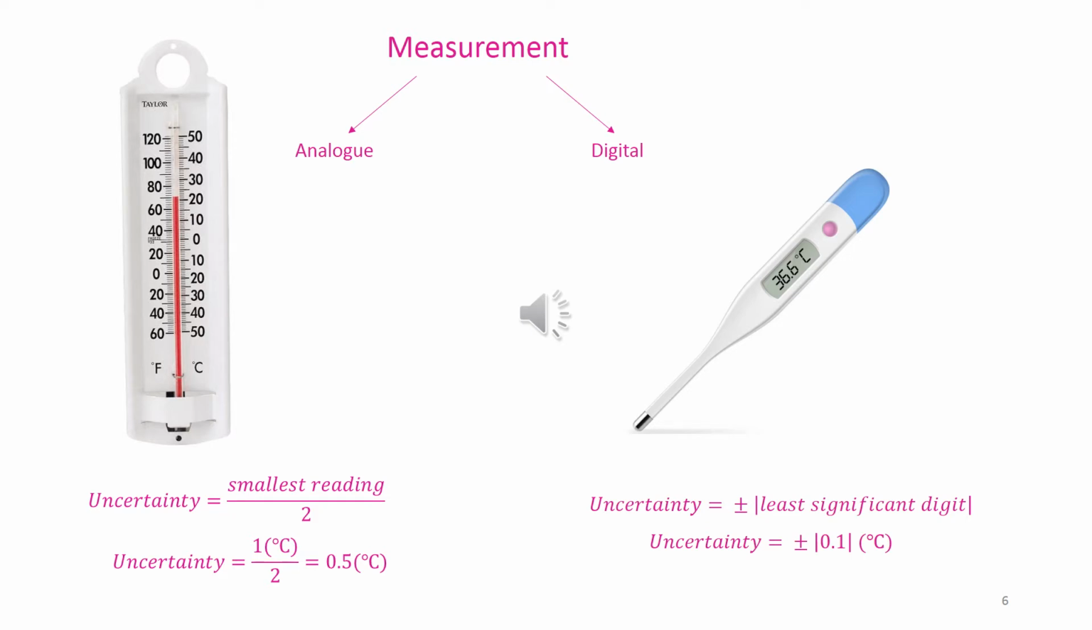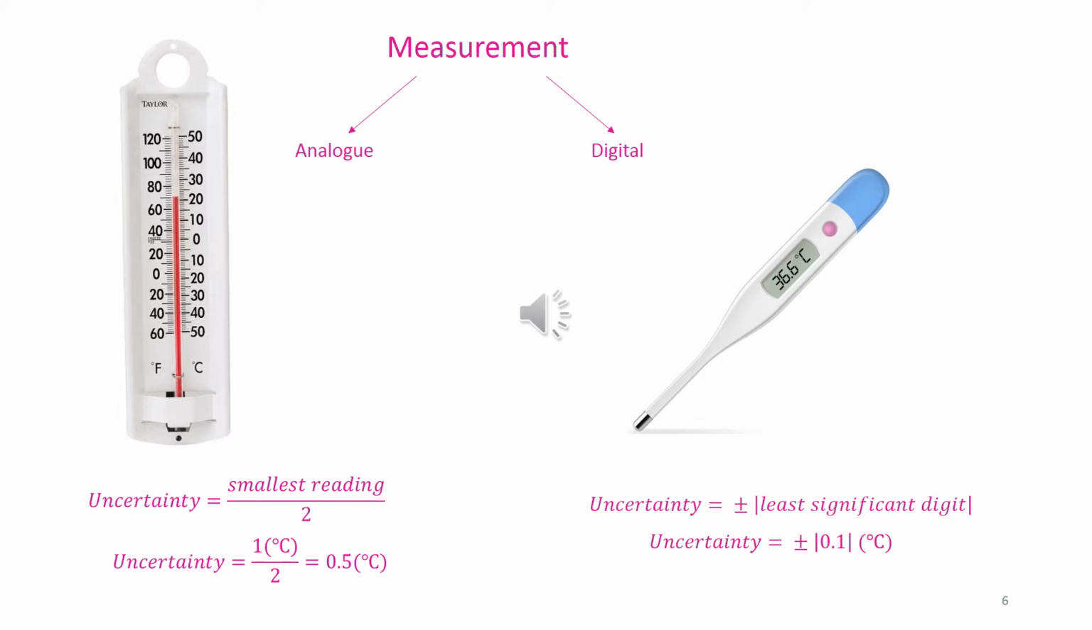Okay, now if you want to make some measurements, it's whether you do them with an analog device or a digital device. The analog has some graduation. To find the uncertainty, you have to divide the smallest reading by 2. Now the smallest reading here is 1 degree. If you zoom into the figure, you can see that you have 1 degree in smaller graduations. So the smallest reading is 1 divided by 2, it will be 0.5 degrees.